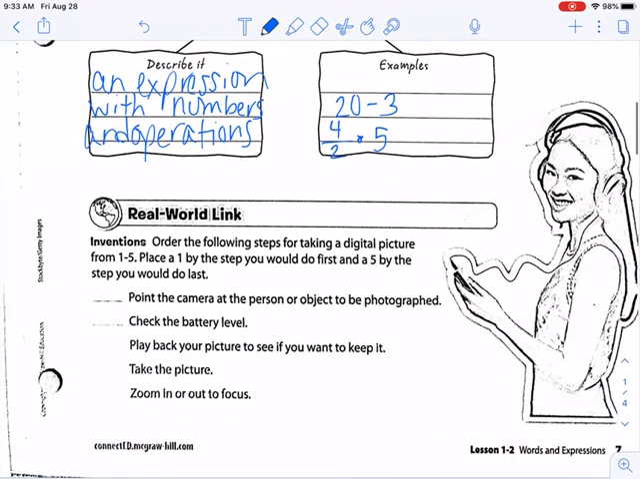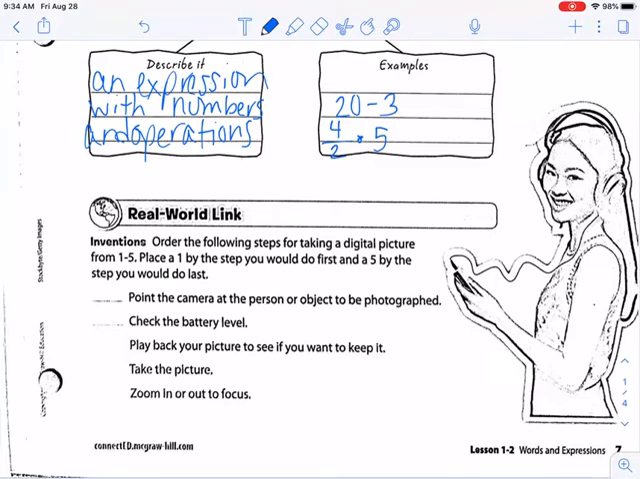So when you think about the order you do something in, you have steps. So in the morning when you wake up, you have steps to get ready for the day. You get out of bed, maybe you take a shower, you brush your teeth, you go to the kitchen, make breakfast, and so on. So same thing in math. There is an order that we solve our expressions. So a real world link here would be the following steps for taking a digital picture. So they want you to number them from 1 through 5.